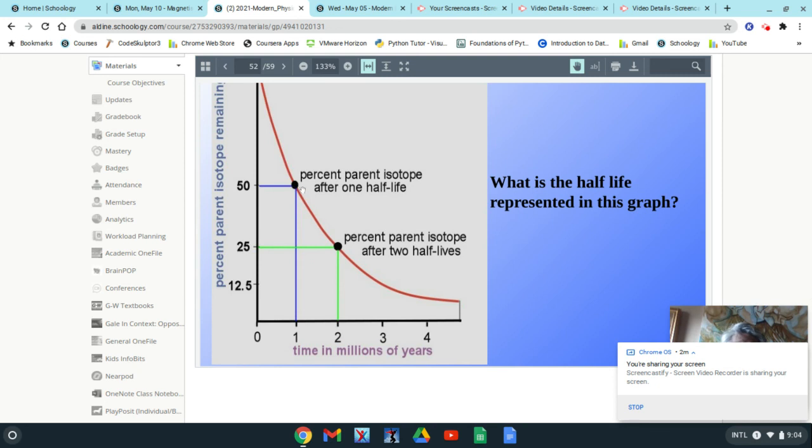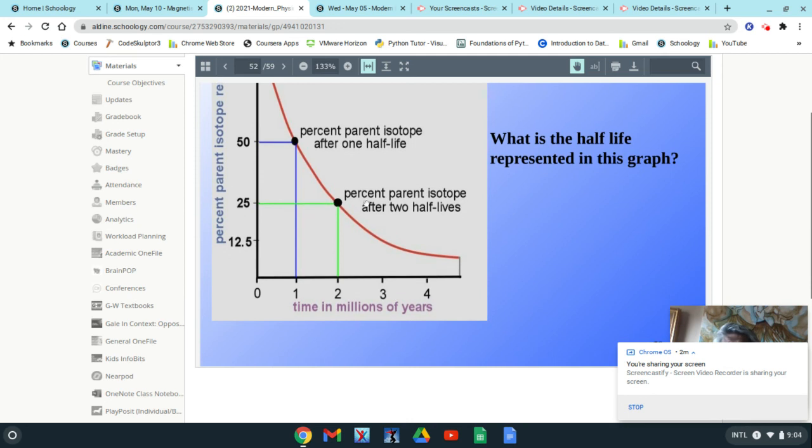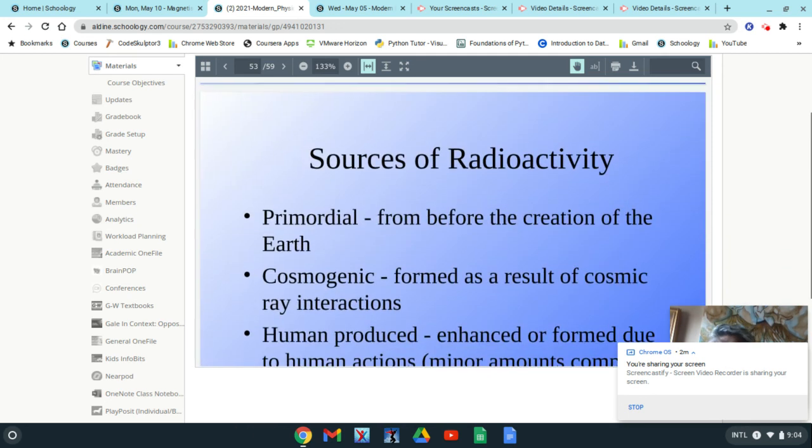And so again, here's a graph showing you what it is. The one that is becoming smaller, which is the carbon 14, is called the parent isotope. And then the one that we form is called the daughter isotope.